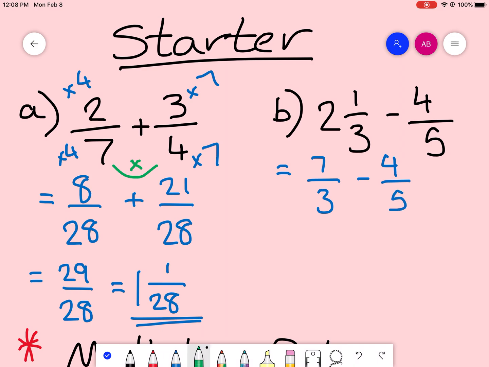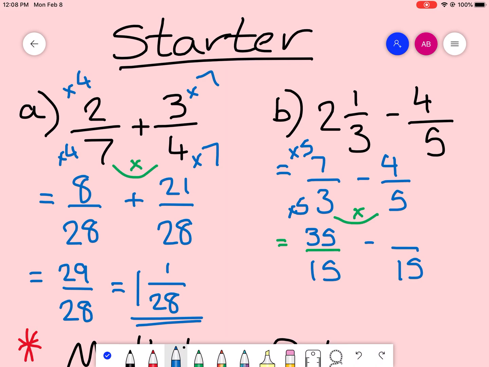Again, at this stage then, I have to make the common denominator, to multiply the two denominators together, giving me 15 as the common denominator. We've times the first fraction by 5, so it is 35 over 15, and we've times the second fraction by 3, so that is 12 over 15. When we subtract those two numbers on the top then, we end up with 23 over 15.